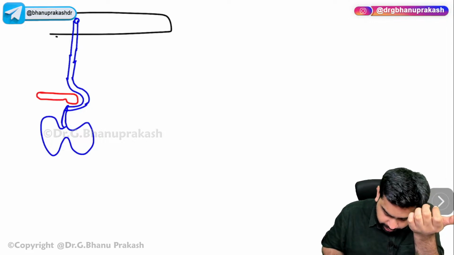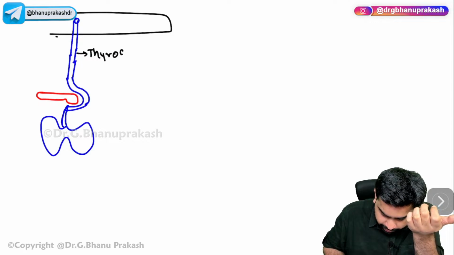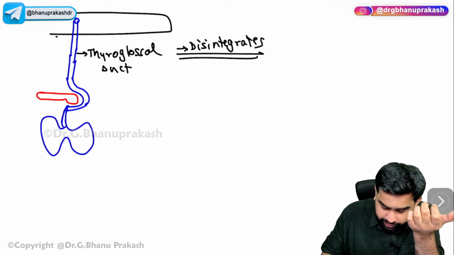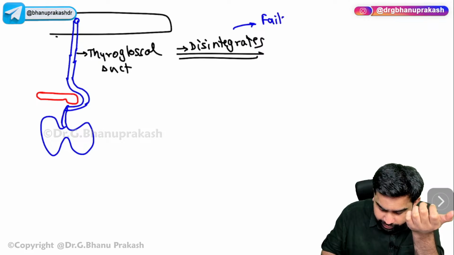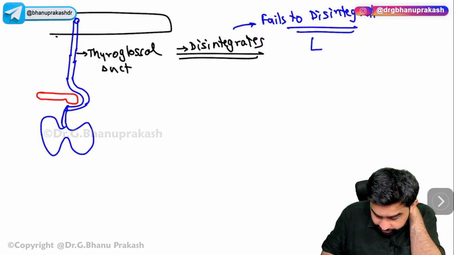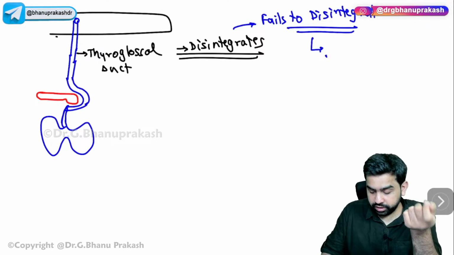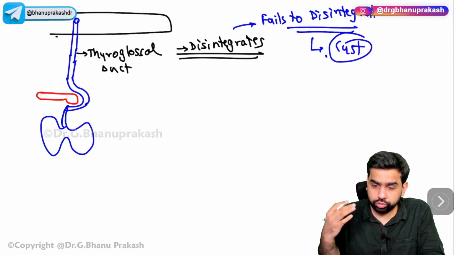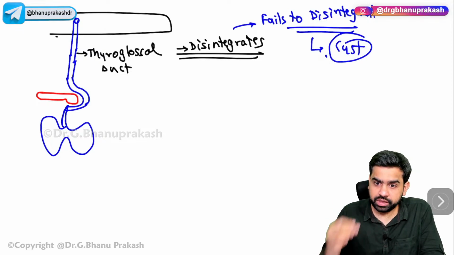So this thyroglossal duct usually disintegrates. But if this thyroglossal duct fails to disintegrate, then what you need to understand is that it leads to the formation of a cyst, which is called a thyroglossal cyst. So the remnant of this thyroglossal duct is a thyroglossal cyst.